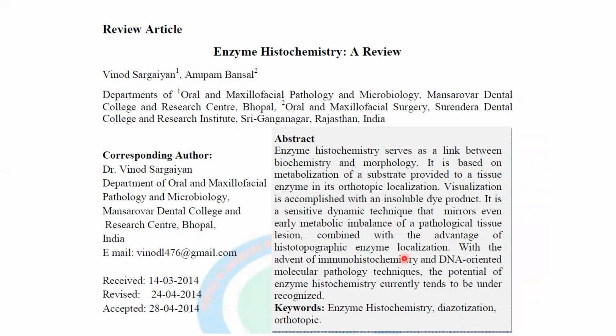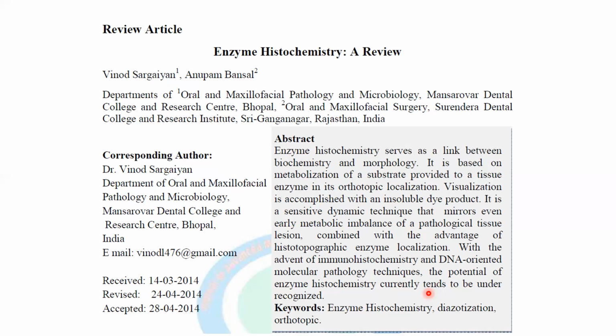With the advent of immunohistochemistry and DNA-oriented molecular pathology techniques, the potential of enzyme histochemistry has declined. Nowadays, we are not using enzyme histochemistry much because we have other advanced methods like immunohistochemistry and DNA-oriented molecular pathology, which are dominating the field of histopathology.